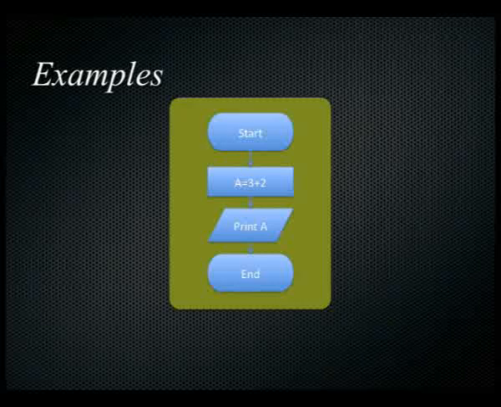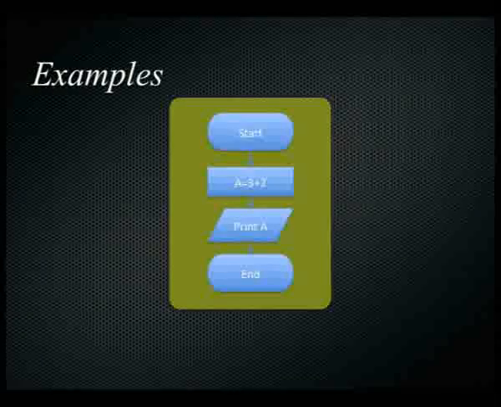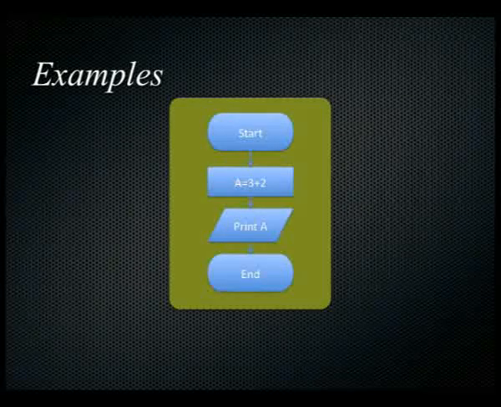Then we go on to print a, so we've got an input-output block to show that we're printing the value of a, and then we've got a terminal block, which is the end block. So you can clearly see that that's sequential. We've got a sequence of flow from the start to the end. There's no branching out or anything. There's no decision blocks. It's simply sequential from one to the next to the next.